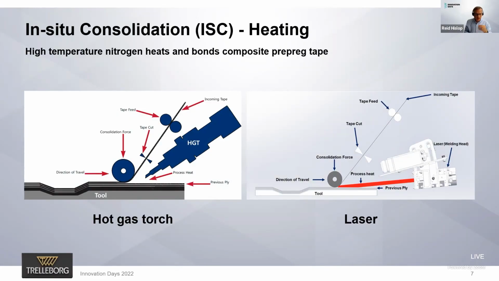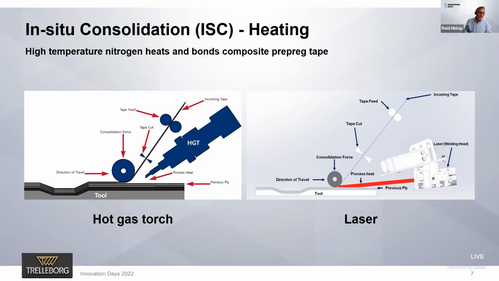So this is a little bit of information related to in-situ consolidation, or heating, quite simply as it's known. Over here on the left-hand side, you'll see a hot gas torch. Here, this is a legacy process. So you can see where the incoming tape is drawn in to the process. That tape is then heated by hot gas, or in most cases now today, laser. There's a plume of nitrogen gas here that we're heating with the hot gas torch.